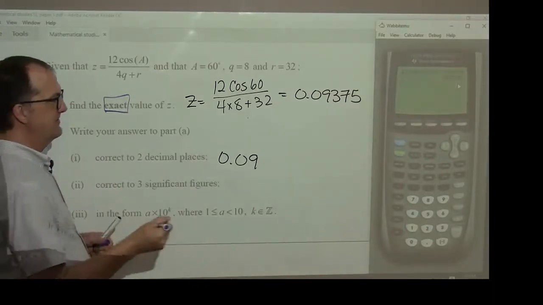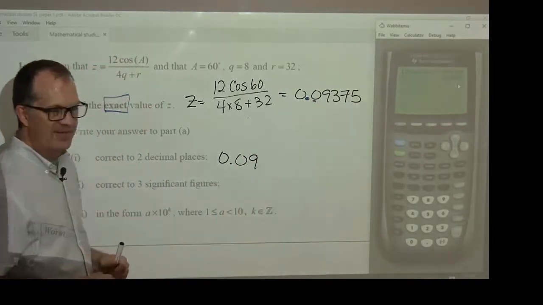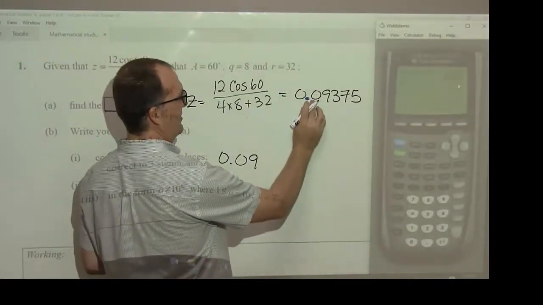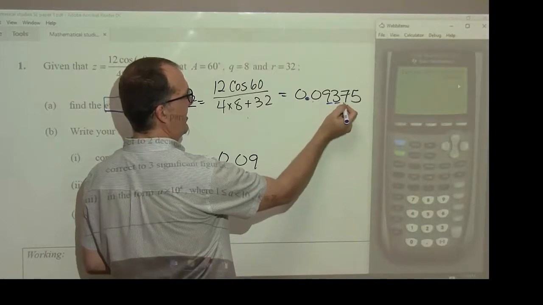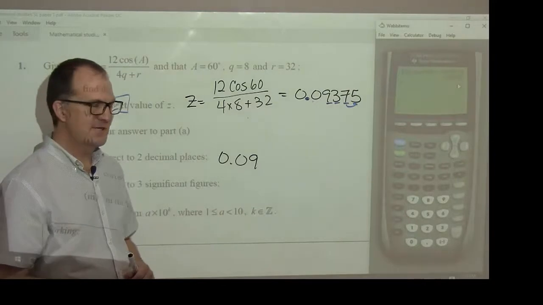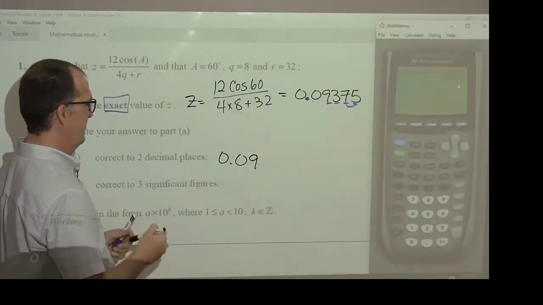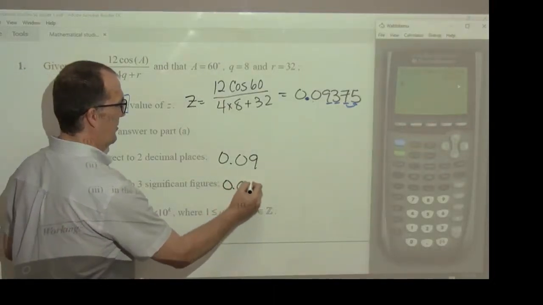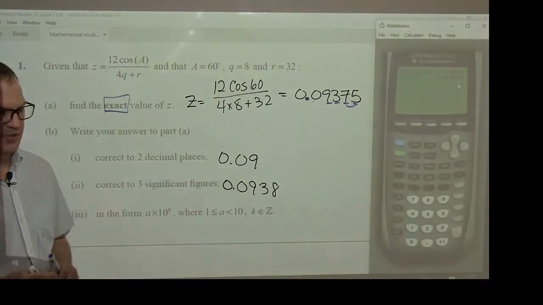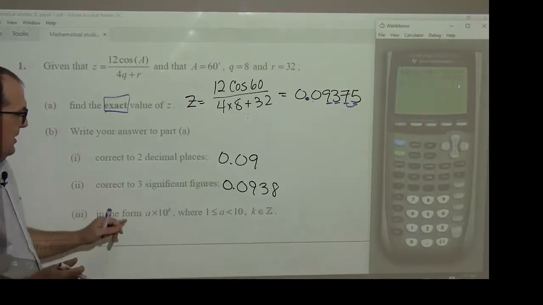After a decimal point, a 0 is not considered a significant figure. So I'm going to pass over it to start with, and there's the first, the second, the third, and again, I'll look behind that third significant figure to see if I have to round it up, and sure enough I do, because that's a 5. So my answer here is 0.0938.